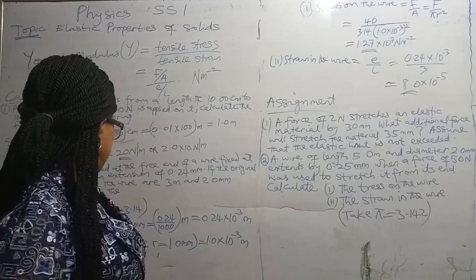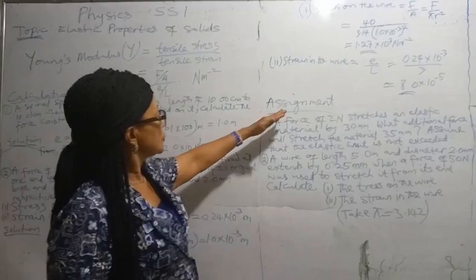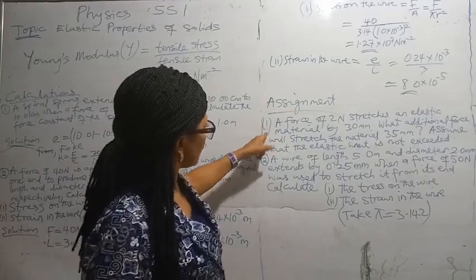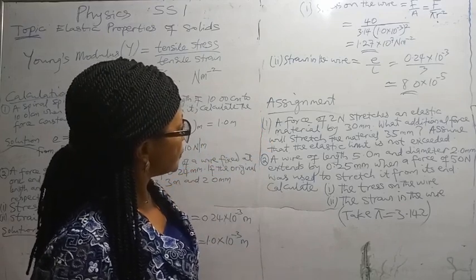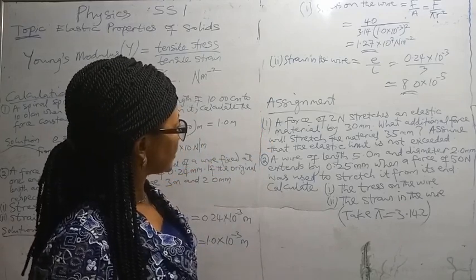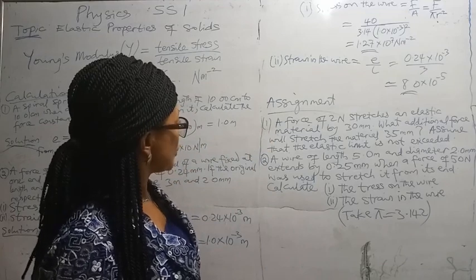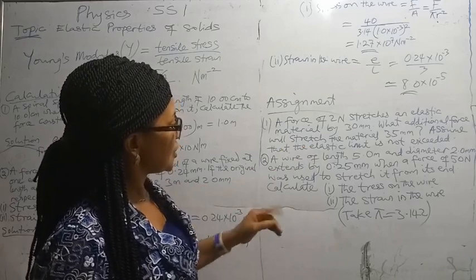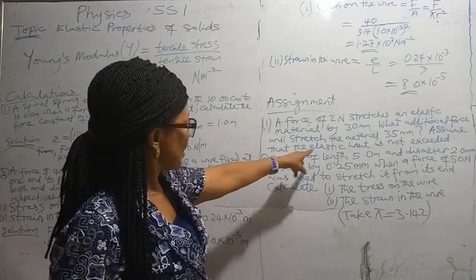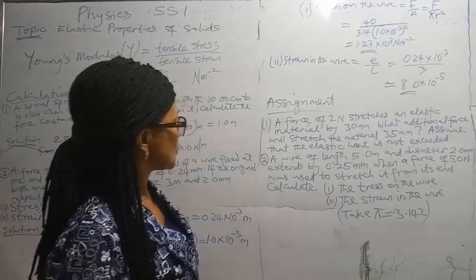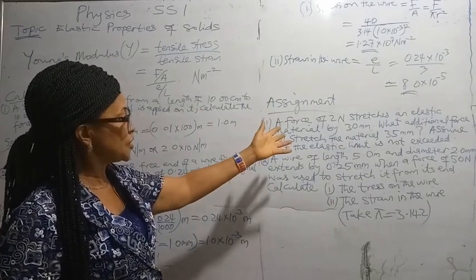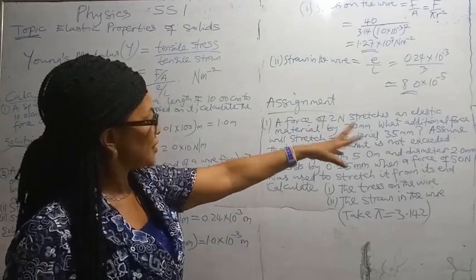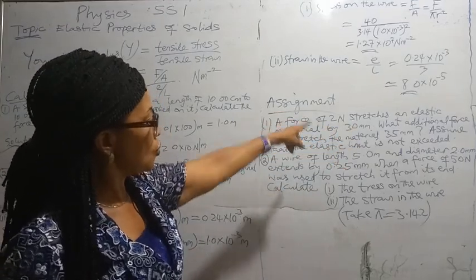That's the examples. Now, look at the assignment here. Assignment number 1. A force of 2 newtons stretches an elastic material by 30 millimeters. What additional force will stretch the material 35 millimeters? Assume that the elastic limit is not exceeded. You can see the double units there. So you do the needful by converting the millimeter to work with newtons.